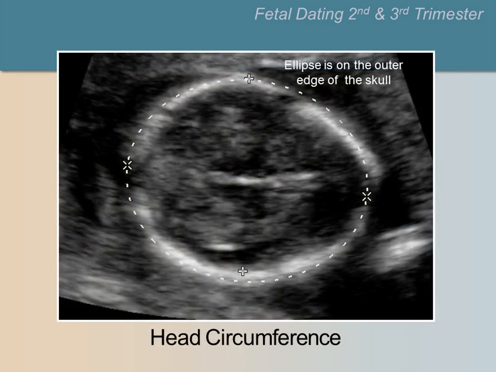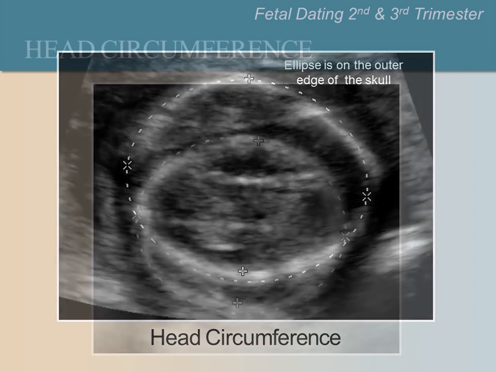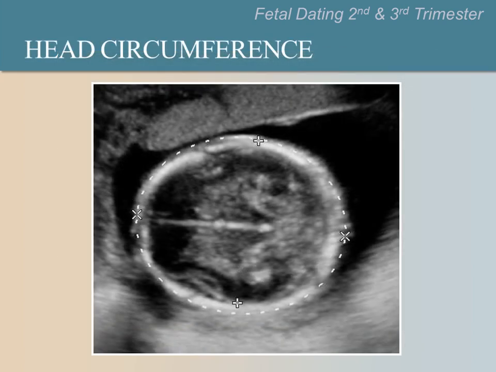As you do with BPD, always measure at the level of the thalamus and the CSP. Note that the ellipse is on the outer edge of the skull. Here is another example. Please pause the video now to ask a participant to point out the thalamus, CSP, and comment on the caliper placement for the BPD and head circumference ellipse.